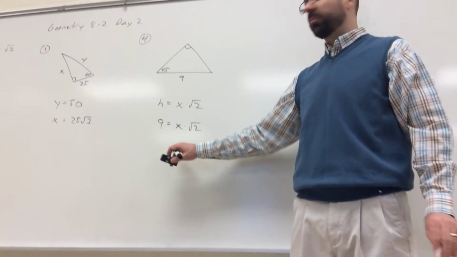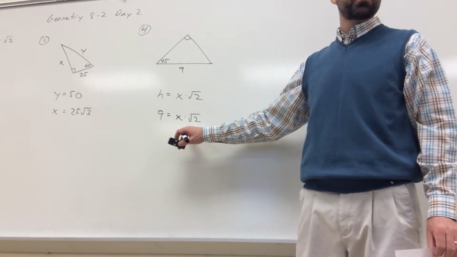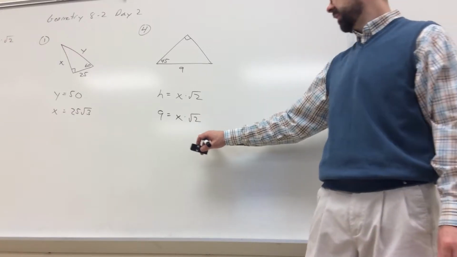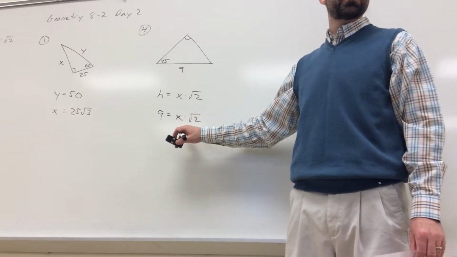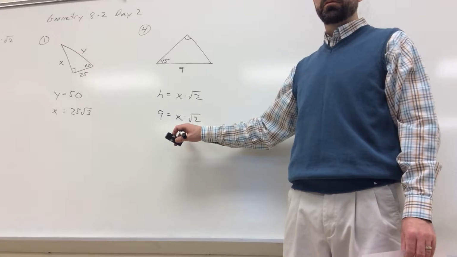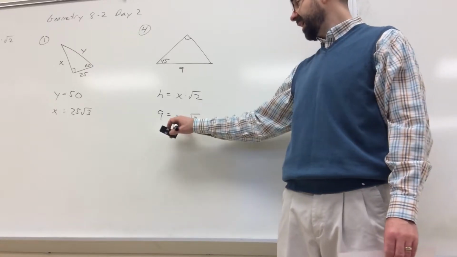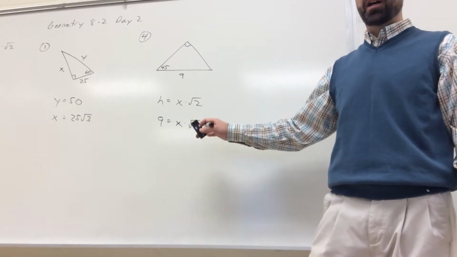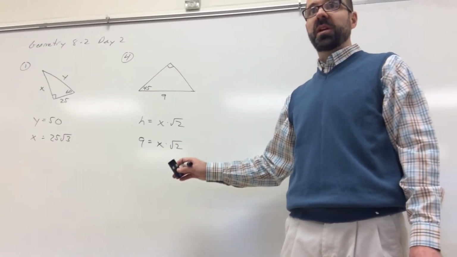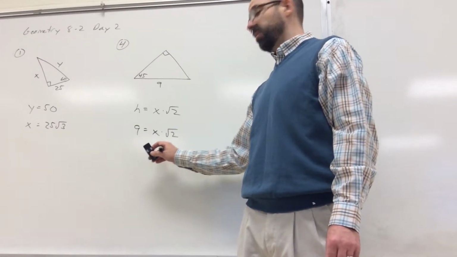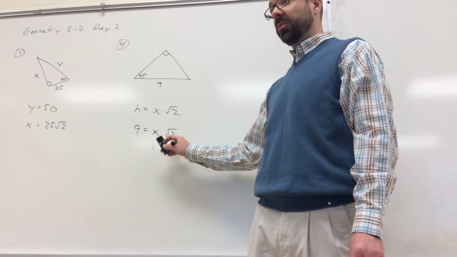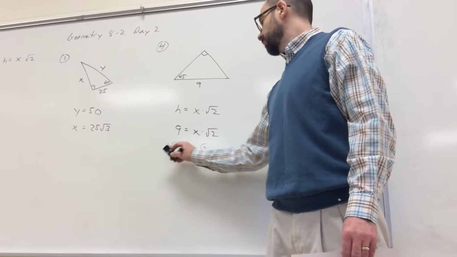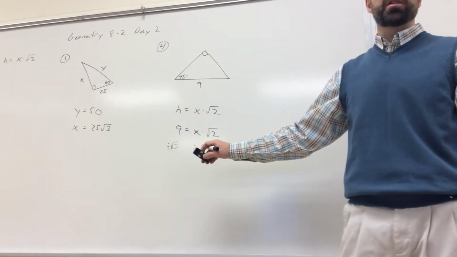What's preventing x from being by itself? The root 2, right? So how do I get rid of the root 2? If there's multiplication here, how do you get rid of multiplication? You divide, right? Because division undoes multiplication. So we need to divide to get rid of the multiplication. Since it's multiplied by root 2, we need to divide by root 2. And we do that on both sides because it's an equation, and that's how equations go.